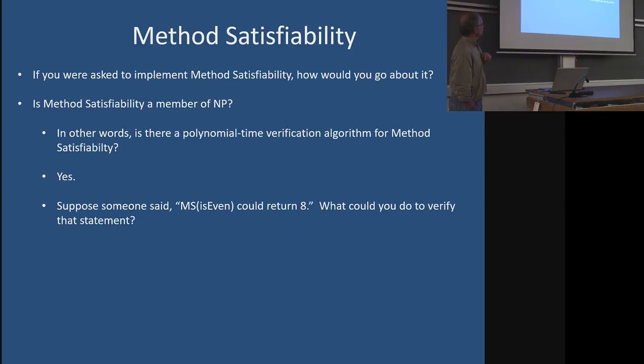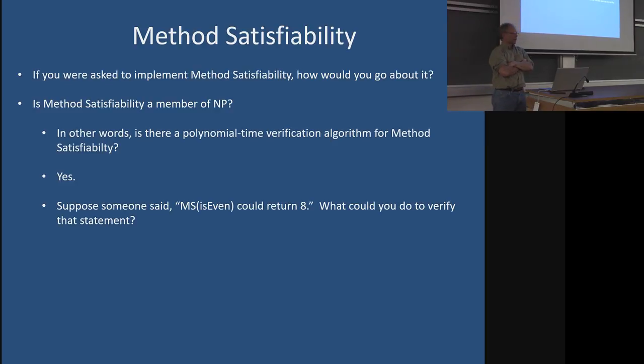Suppose someone just asserts that 8 is a solution for MS, it is even. How would we verify that 8 is a correct answer for this method call? You feed it to F, or is even. You just feed 8 to is even and see if it does return true. All you're saying when you return 8 is that 8 will make is even return true. So you just take the answer that someone gives you, and to verify it, you just feed it into that method right there. Now, that's not enough though.